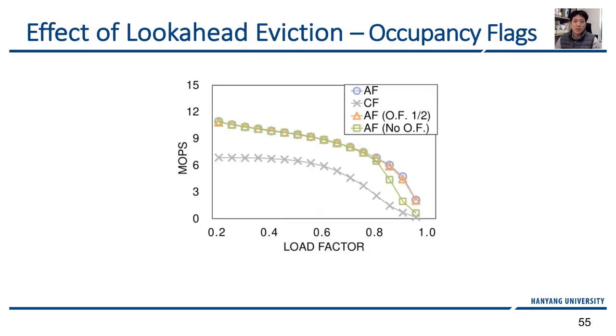Now we separately measure the effect of lookahead eviction. We measure the throughput with and without lookahead eviction. We also run the experiment with occupancy flags reduced to half so that 2 consecutive buckets share a single occupancy bit. Here you can see that with only half the size of occupancy flags, the throughput improvement is substantial.